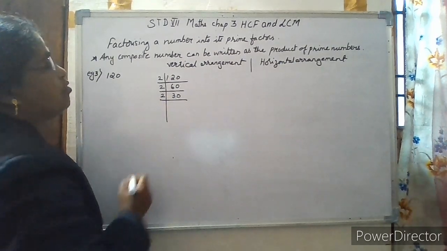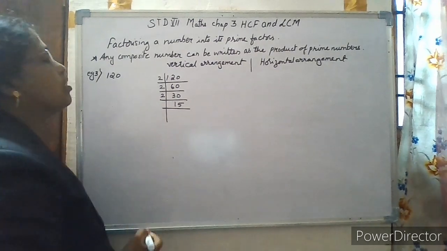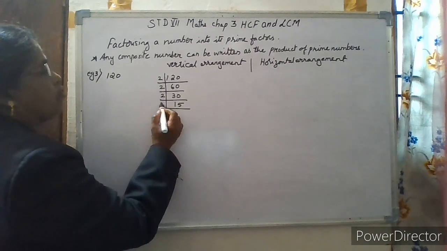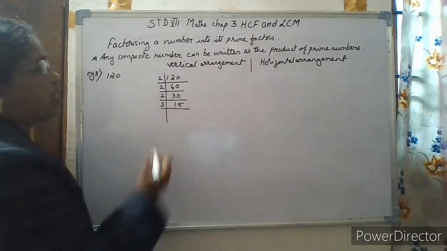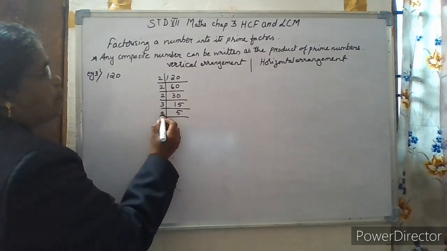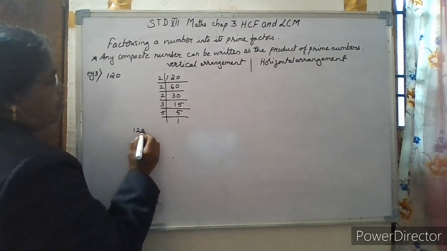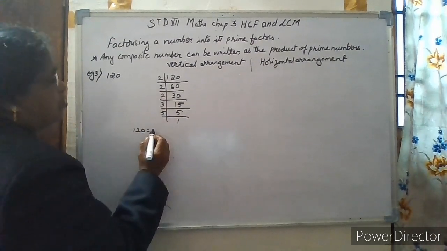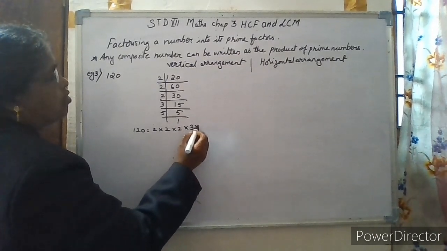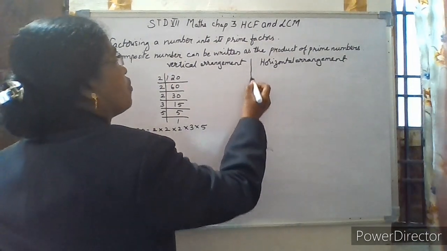Again this is divisible by 2. 2 15s is 30. So this 15 is divisible by 3, prime number 3. 3 5s is 15. 5 itself is a prime number, so 5 1s are 5. Therefore, 120 is equal to 2 into 2 into 2 into 3 into 5. This is when we do it vertically.